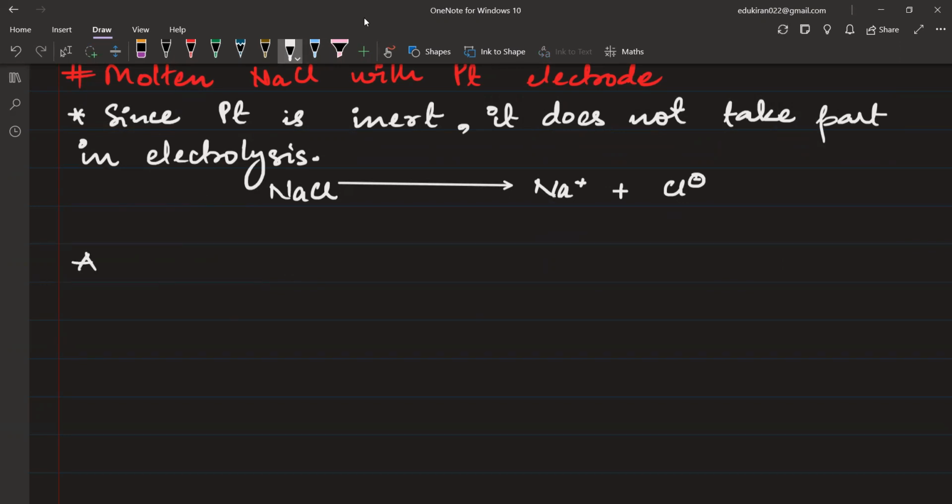First of all, tell me at cathode. What happens at cathode? Reduction or oxidation? Tell me, guys. What happens at cathode? Reduction. Reduction happens. Very good. Now, reduction means gain of electron or loss of electron? Reduction means what? Gain or loss of electron? The gain of electron. Very good.